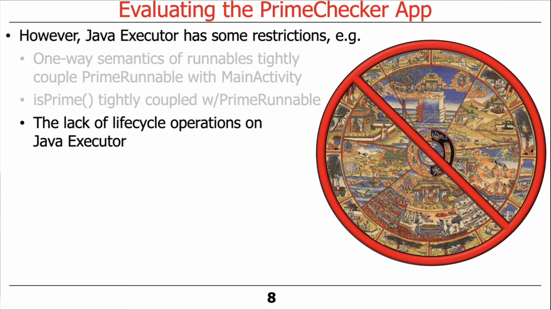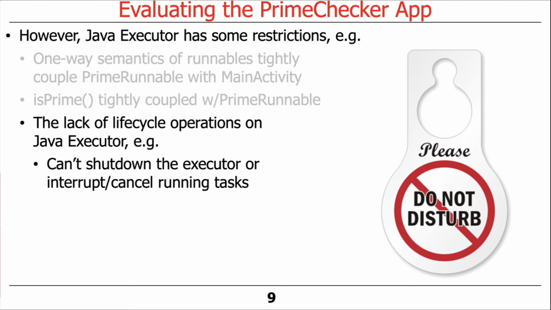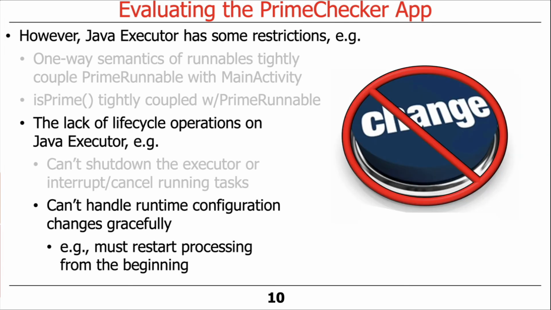Yet another problem with the Executor interface is that it doesn't support lifecycle operations. Does anybody know what this diagram is? I believe it's the Hindu concept of samsara, which is the wheel of life and death, right? So it's like reincarnation. Life cycle is not supported by the Java Executor. In particular, you cannot shut down the Executor, nor can you interrupt or cancel running tasks. It's a do not disturb. You cannot allow disturbances to occur. You can't shut anything down. Moreover, you also can't handle runtime changes gracefully. You have to restart the processing from the beginning, which is also very awkward.